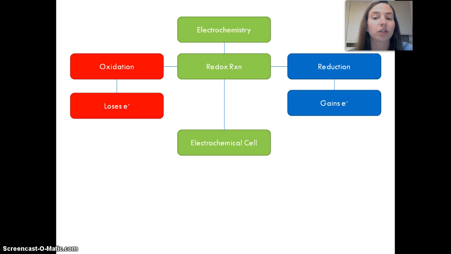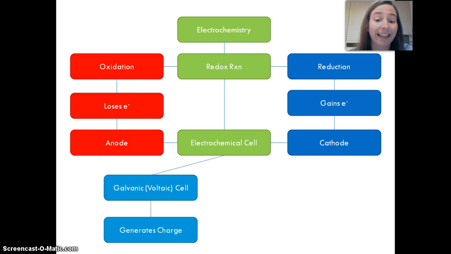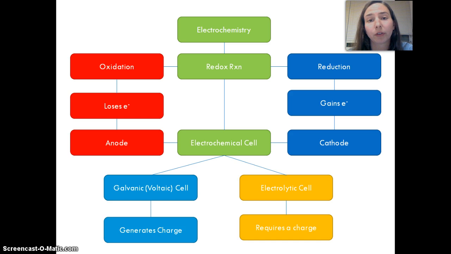Now we can perform redox reactions in electrochemical cells where we separate the half reactions for the oxidation and reduction. And oxidation is going to occur at the anode, where our reduction reaction is going to take place in the cathode. Now, there are two types of electrochemical cells. The last podcast talked about galvanic or voltaic cells. These type of cells are going to separate the oxidation and reduction reactions so that we generate an electrical charge. The other type of electrochemical cell that we'll talk about now is the electrolytic cell. This type of electrochemical cell requires a charge.